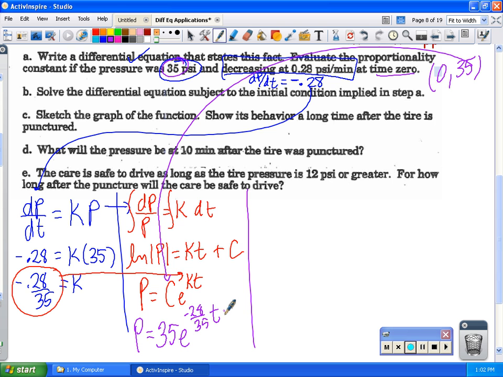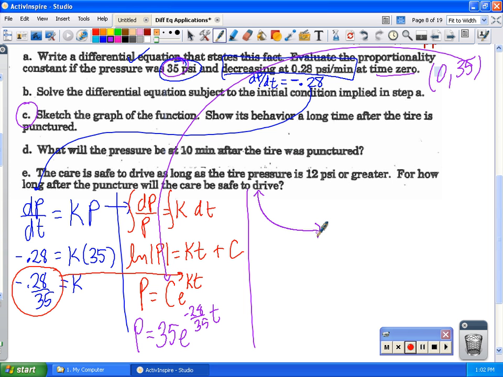Sketching a graph of the function, which is letter C. I could put this on my calculator. Hopefully you realize that this is an exponential function, and if we were to graph it in our calculator, over time the function is approaching 0 because the air in my tire is approaching 0. I'm not going to take the time to pull a calculator out.